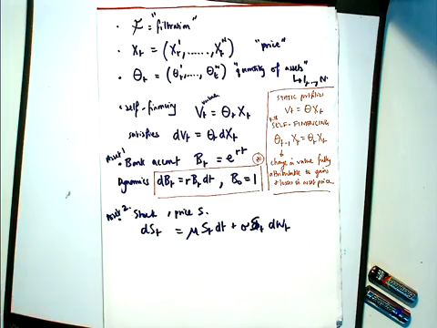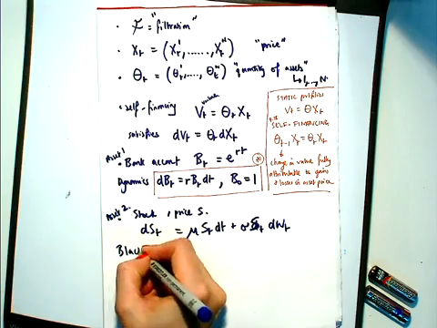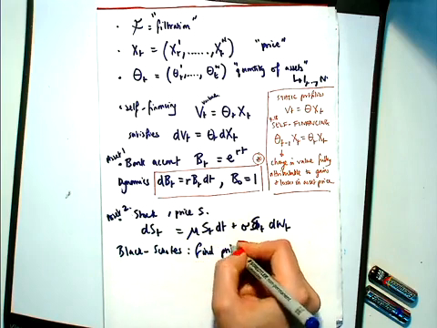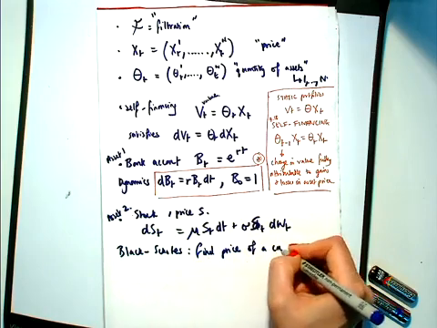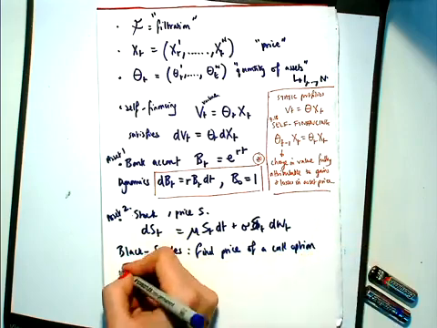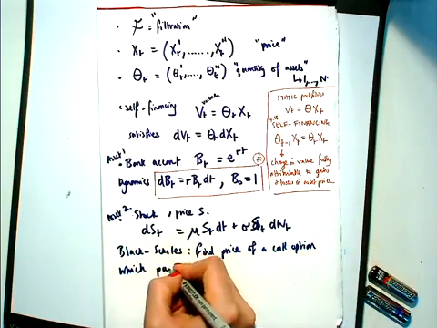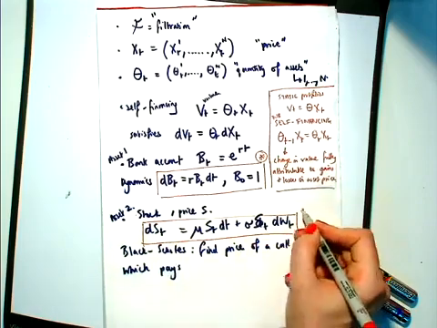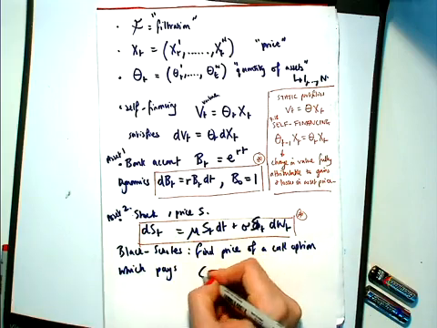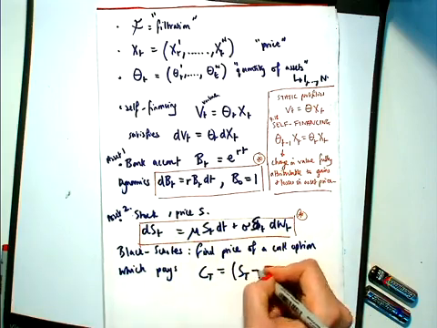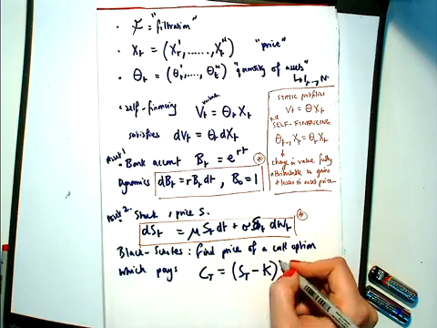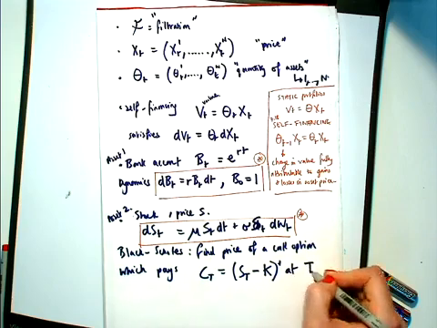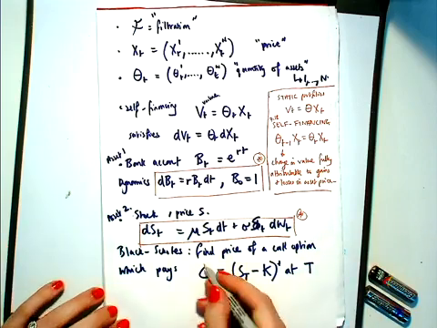So with Black-Scholes, what we're trying to do is find the price of a call option which pays, I'll put a little box around this as well, it's also important, which pays the share price minus strike price, the positive value of that, at T. So this is what we're interested in.